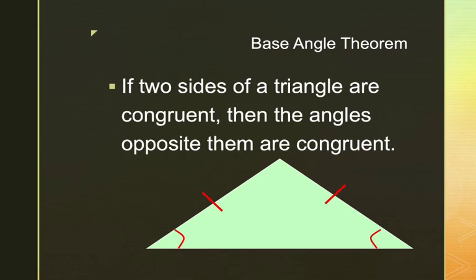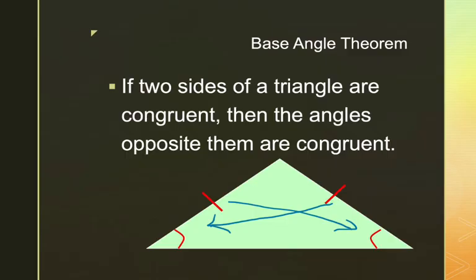And it states that if two sides of a triangle are congruent, then the angles opposite them are congruent. I'm going to have you do yourself a favor. Write this down on it, the base angle theorem. I want you to notice that if these two sides are congruent, over here, the opposite angles are congruent also. We are not saying anything about the top angle. We're saying the base ones, the ones that are opposite those sides, are also congruent.